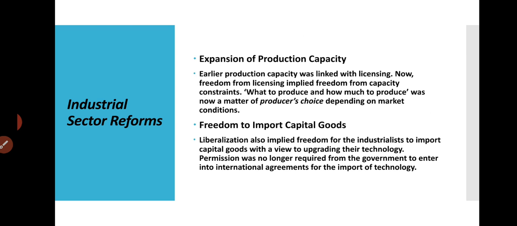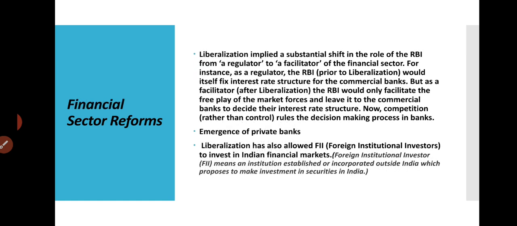Next is freedom to import capital goods. This policy gave freedom to the industrialists to import capital goods with a view to upgrading their technology. So we were now able to get technology from other countries. Permission was no longer required from the government to enter into international agreements for import of technology. So obviously, if we get a better technology, we can have better production.